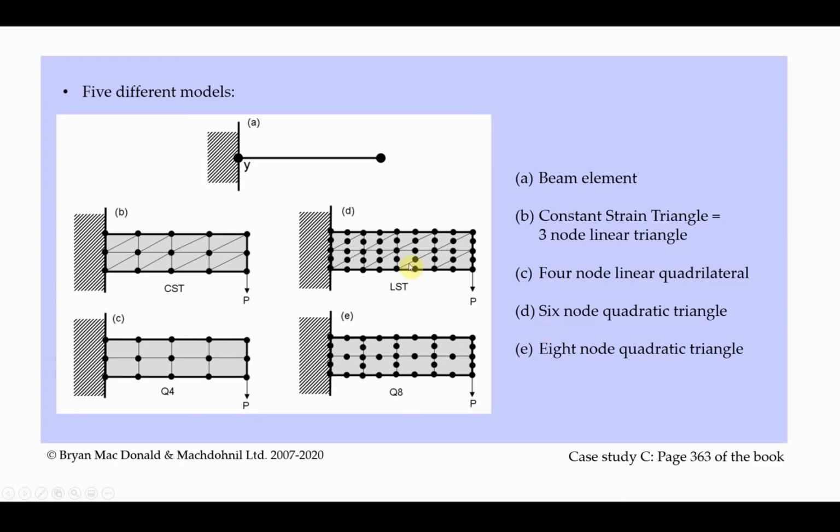The next model, model D, uses a 6-node quadratic triangle. So in this case, each triangle has 6 nodes, and again, there's a quadratic shape function used there, so we can have curved lines joining the various points of the triangle. And the last one then is a Q8 element, or an 8-node quadratic quadrilateral. Okay, so it's this one here. So we've got 8 nodes and we can have curved edges. Okay, so we have quadratic interpolation.